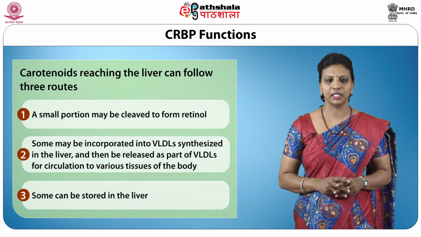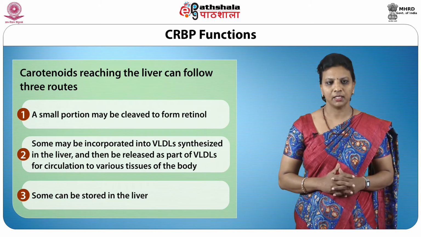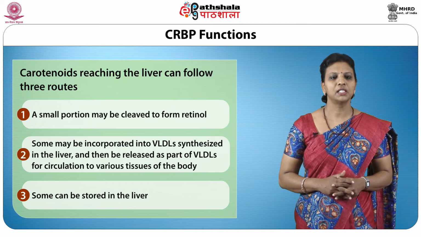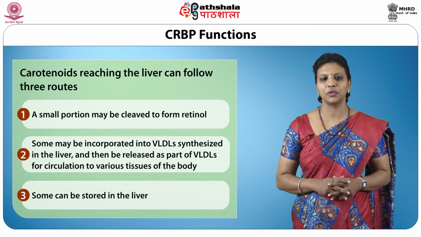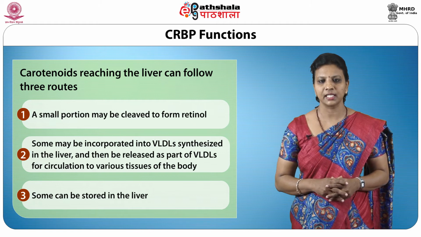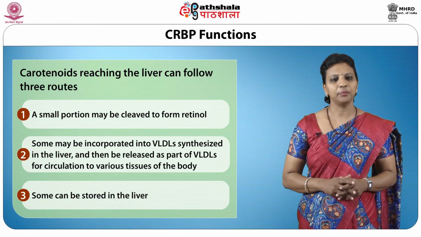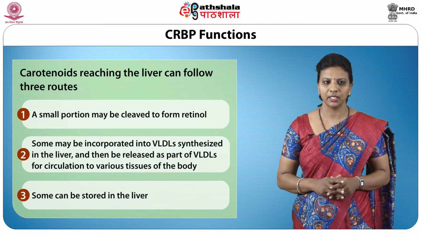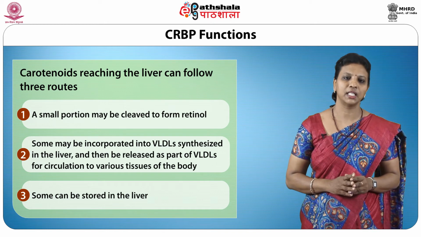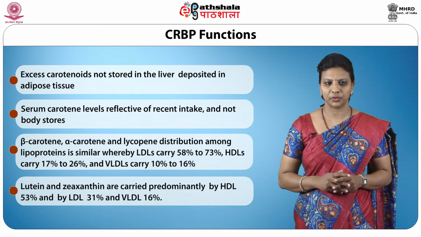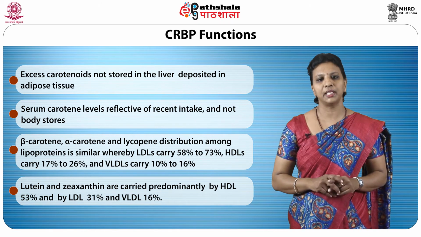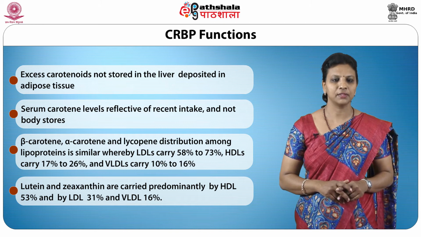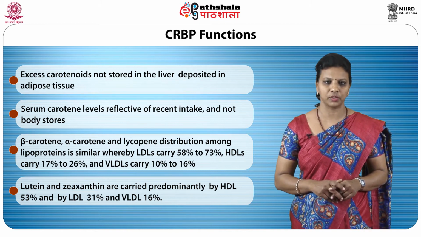Carotenoids reaching the liver can follow three routes. 1. A small portion may be cleaved to form retinol. 2. Some may be incorporated into the very low density lipoproteins, VLDLs, synthesized in the liver and then be released as part of VLDLs for circulation to various tissues of the body. And 3. Some can be stored in the liver. Excess carotenoids not stored in the liver will be deposited in adipose tissue. Serum carotene levels are reflective of recent intake and not body stores.